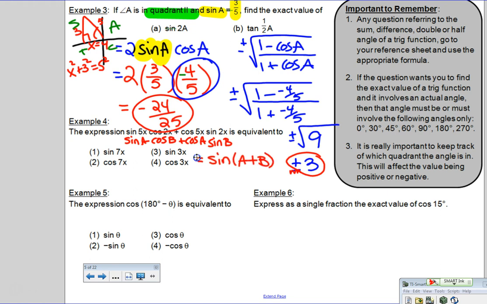So what do we have on this problem? We don't have any values, but we do know that the A angle is 5x and the B angle is 2x. And if I simplify that, the sine of 7x would represent our given expression, and that would be choice 1.